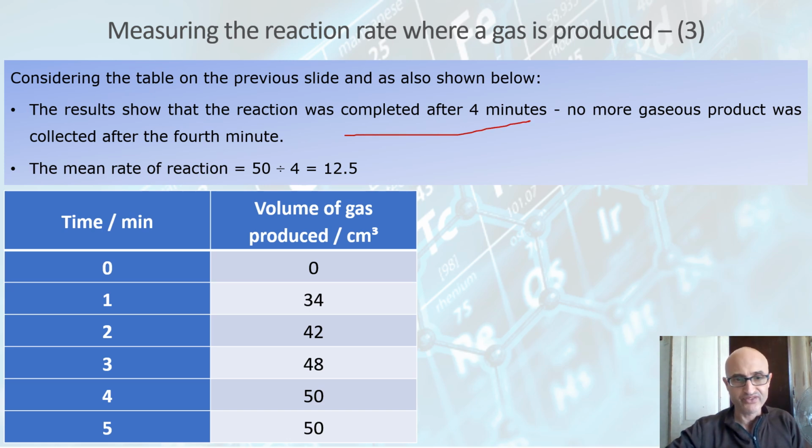If we look at the table, we should note, very importantly, that the reaction is complete after 4 minutes. Notice, at time 4 minutes, I have 50 centimeters cubed. So at that point, if I were to plot the data, I would have volume of gas in centimeters cubed on the y-axis, and time in minutes on the x-axis.